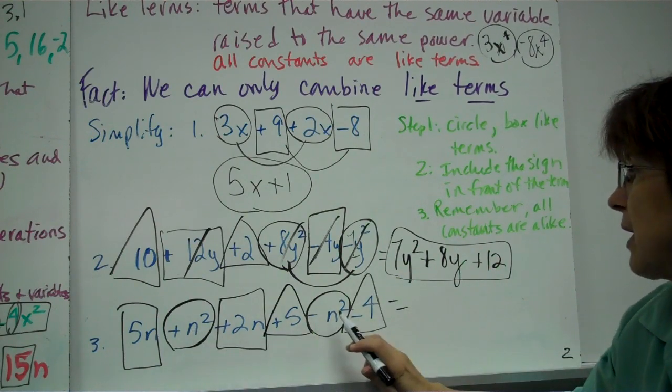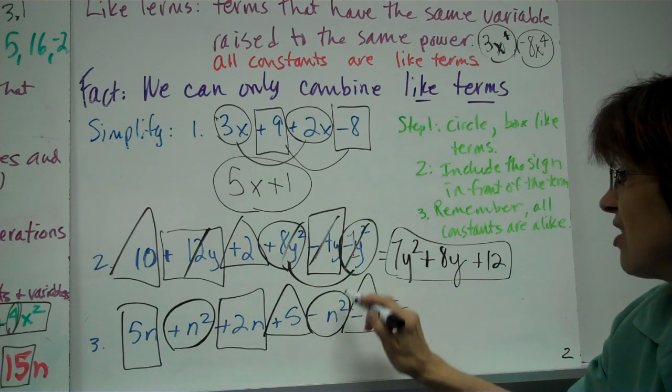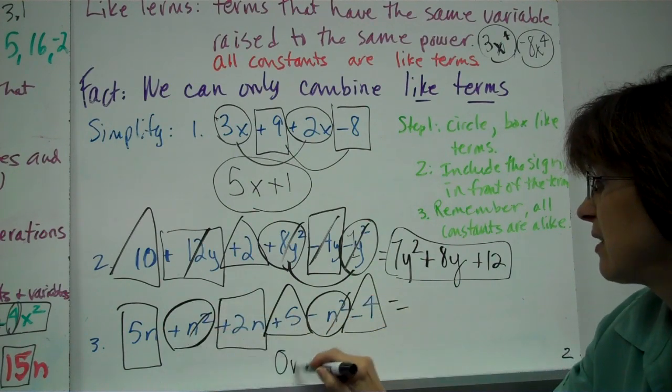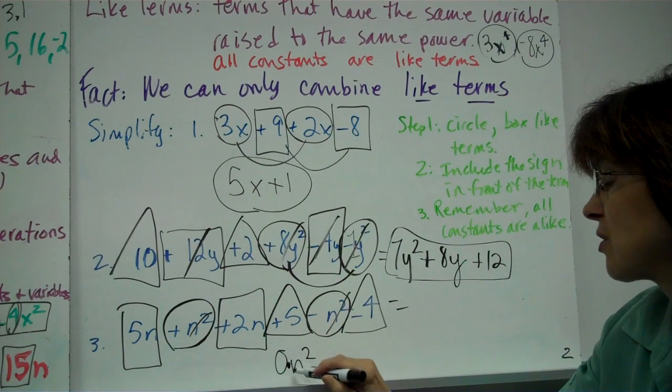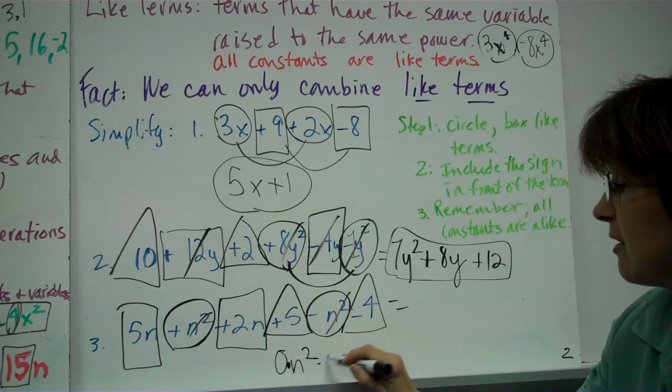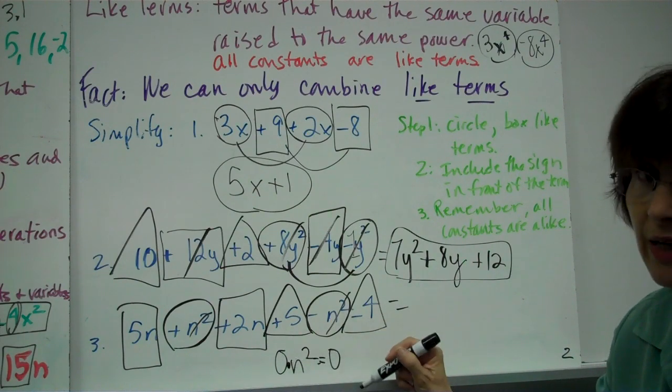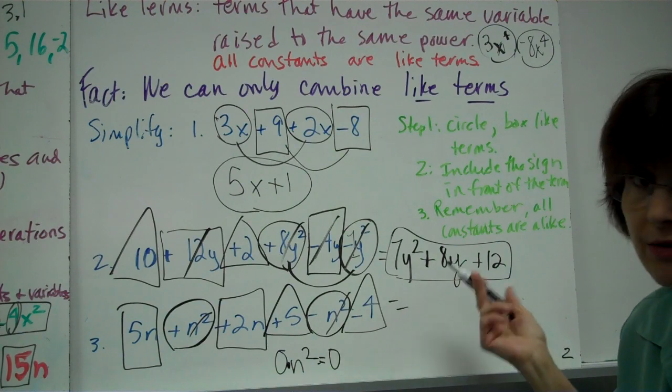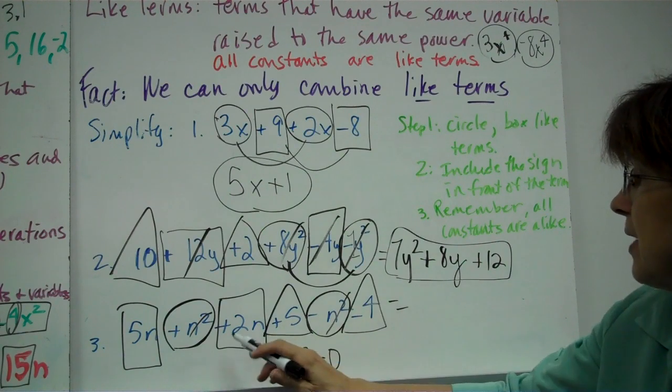Now this one is n squared minus n squared. Well, that's 0. So 0 n squared is really 0 times n squared. And 0 times anything is 0, so I really don't need to write anything down, because then 0 plus something is just the thing itself, so I don't need to write it down.